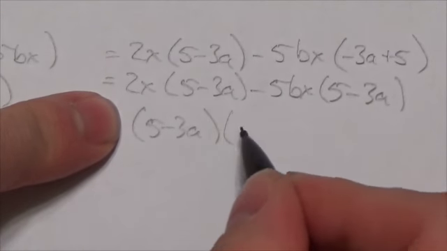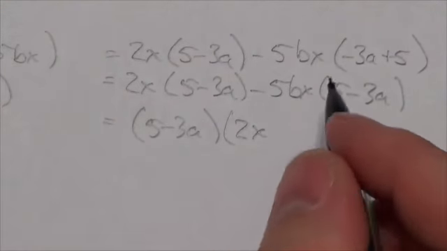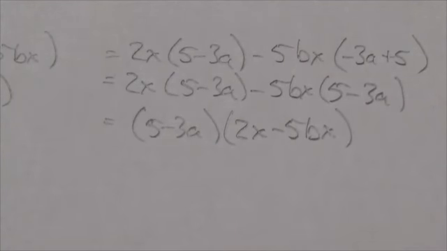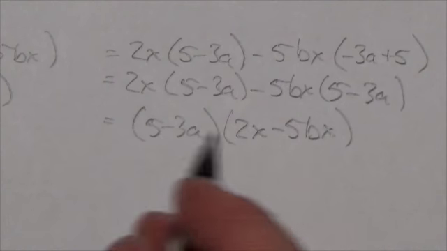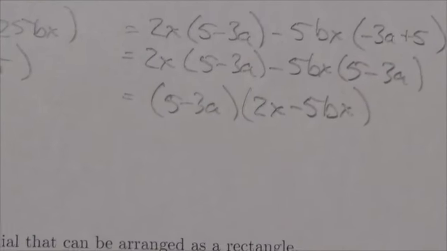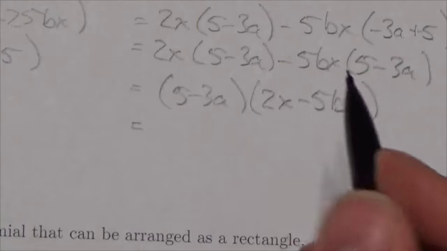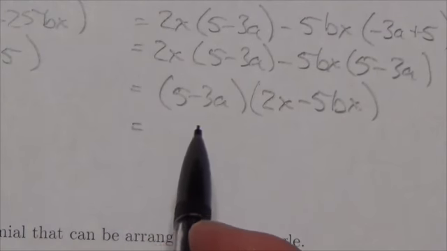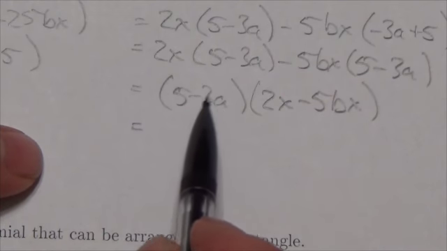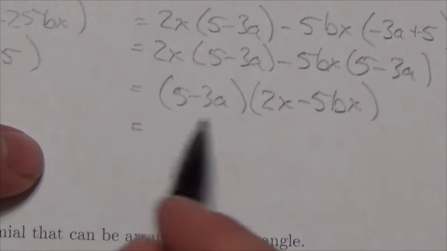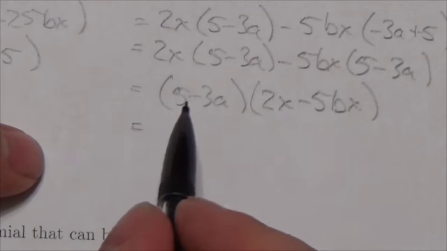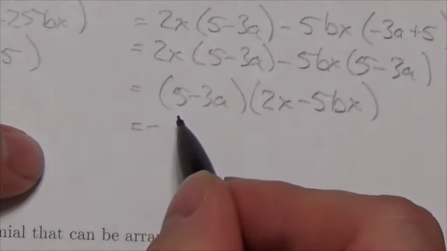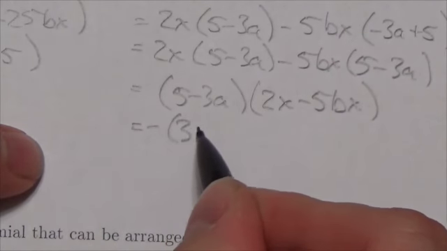2x minus 5bx. Okay, now, I'm not quite done here. A couple of things that I really should do to fix this. First of all, I don't like having that negative in front of the 3a. We've had a situation like this before. There's nothing wrong with this, but I should really take that negative out. And that is going to leave me with 3a minus 5.